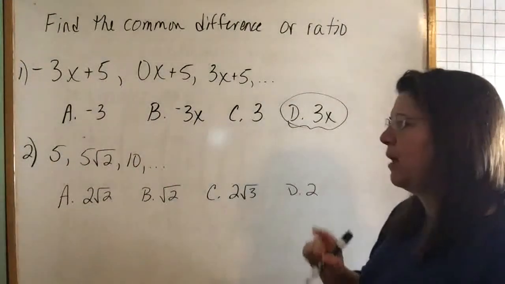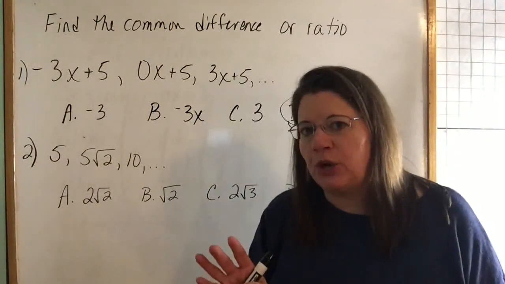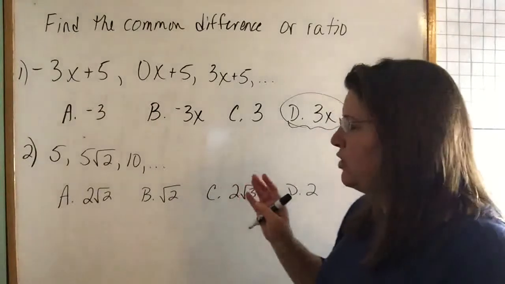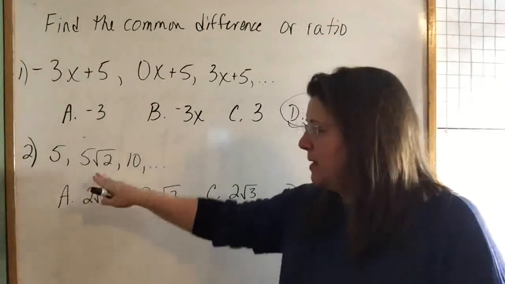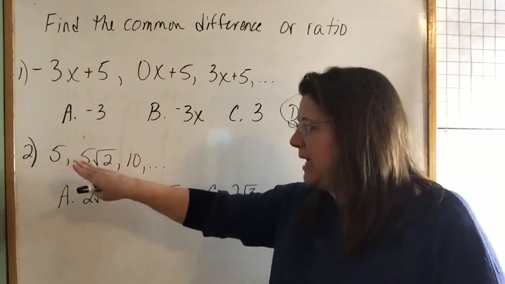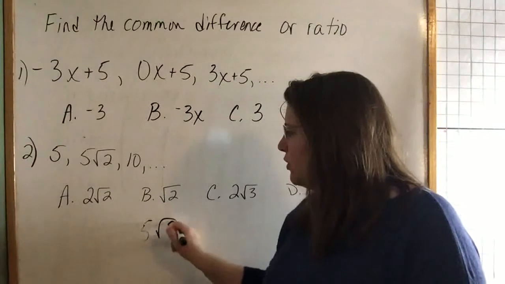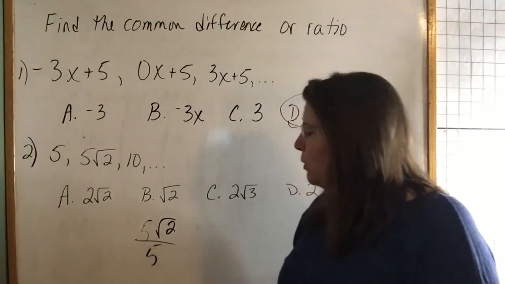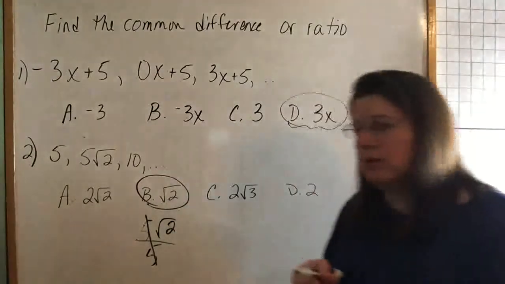And if you just think about what you've got here, remember, if we know it's a ratio or a common ratio, we know that it's a geometric sequence. And so we learned in the last segment that if we take one term and divide by the term in front of it, so 5 square root of 2 over 5, we will get what our common ratio is. So in this case, it is the square root of 2.